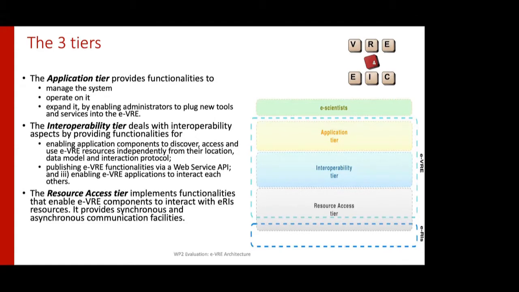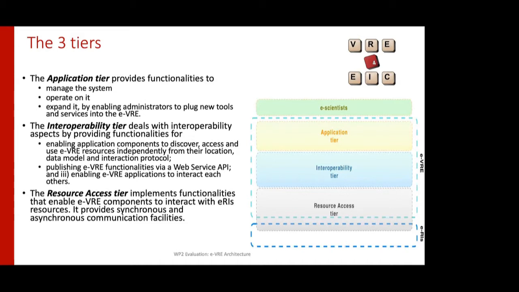Those three tiers, namely, the application tier. This tier basically manages all the components, operates them, and provides a user interface, enabling the scientists or the administrator to customize the components for their different user communities. So that's the first tier.